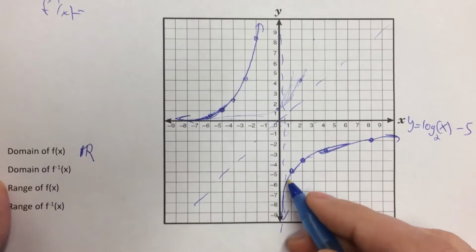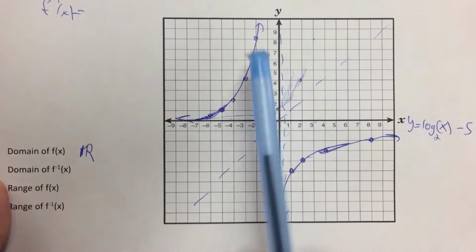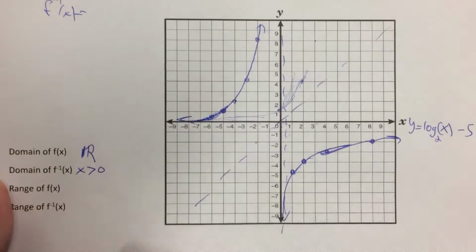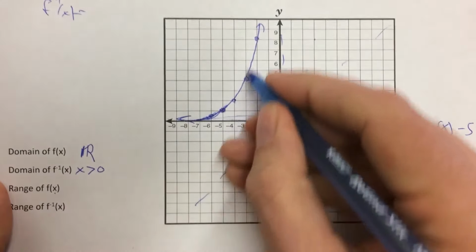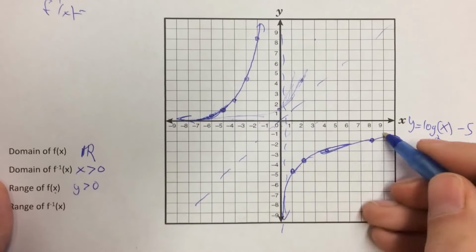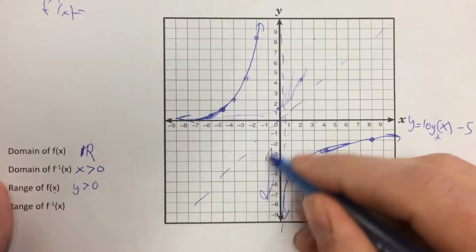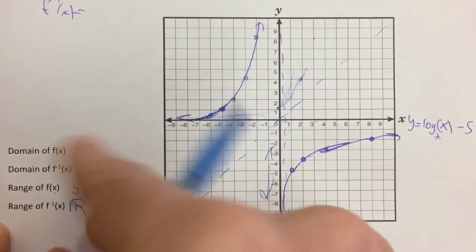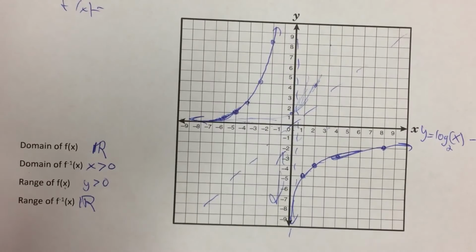Domain of f inverse of x, here, the x values never get below 0, so x is greater than 0. The range of f of x, all y values are above 0, y is greater than 0, and the range of f inverse of x, all the y values keep going down, keep going up. The range is all real numbers. We'll note that the domain and range are switched between the two. That's all.